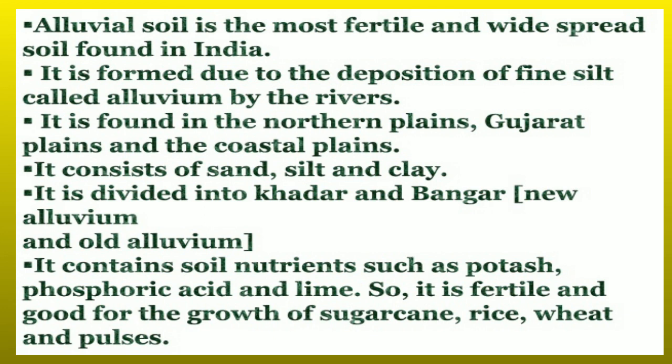It is divided into 2 parts, bhangar and khadar. These 2 parts are divided on the basis of the age of this soil, as old and new alluvium. It contains soil nutrients such as potash, phosphoric acid and lime. So it is fertile and good for the growth of sugarcane, rice, wheat and pulses.